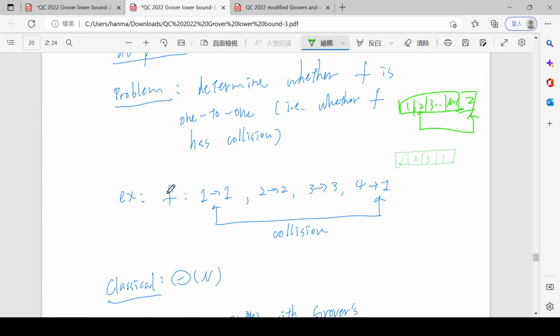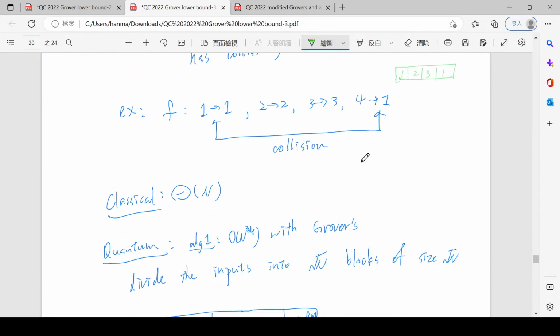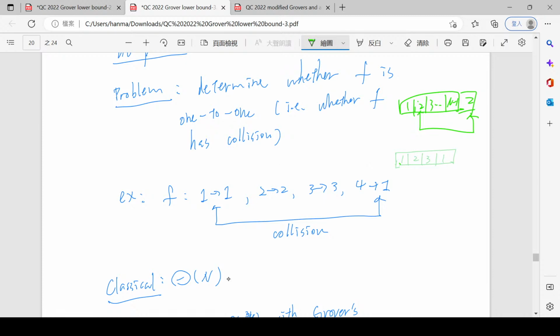Here's an easy example: f is the table 1, 2, 3, 1, and this 1 and 1 is a collision. Classically, there is no smart algorithm at all, and you just need to look over every item to find the collision. I think it's not surprising, because even if you look through all the n minus 1 items and they are all different, the last item can collide with anything else. So it has a lower bound of n, and the upper bound of n is trivially that you just look through everything.